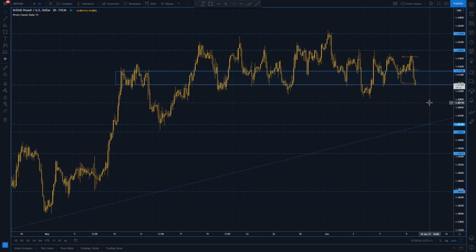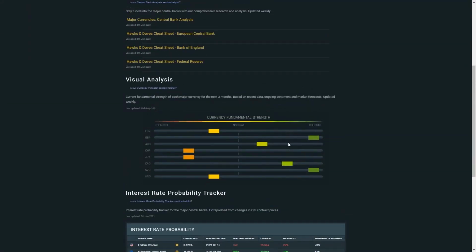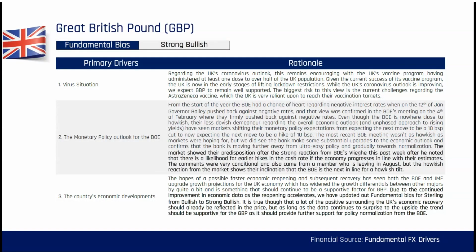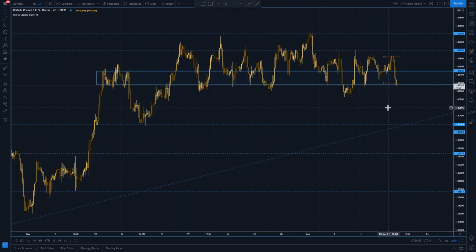Now the question is, is it against the fundamental outlook? And currently it is against that fundamental outlook for sterling, because if we go to the terminal, if you go to the currency research section, you can see that it's one of the stronger currencies right now from a bullish outlook point of view, from a fundamental outlook point of view. If you go to the fundamental driver report itself, you'll see that we have that strong bullish outlook. So it's a sentiment against that underlying bias.